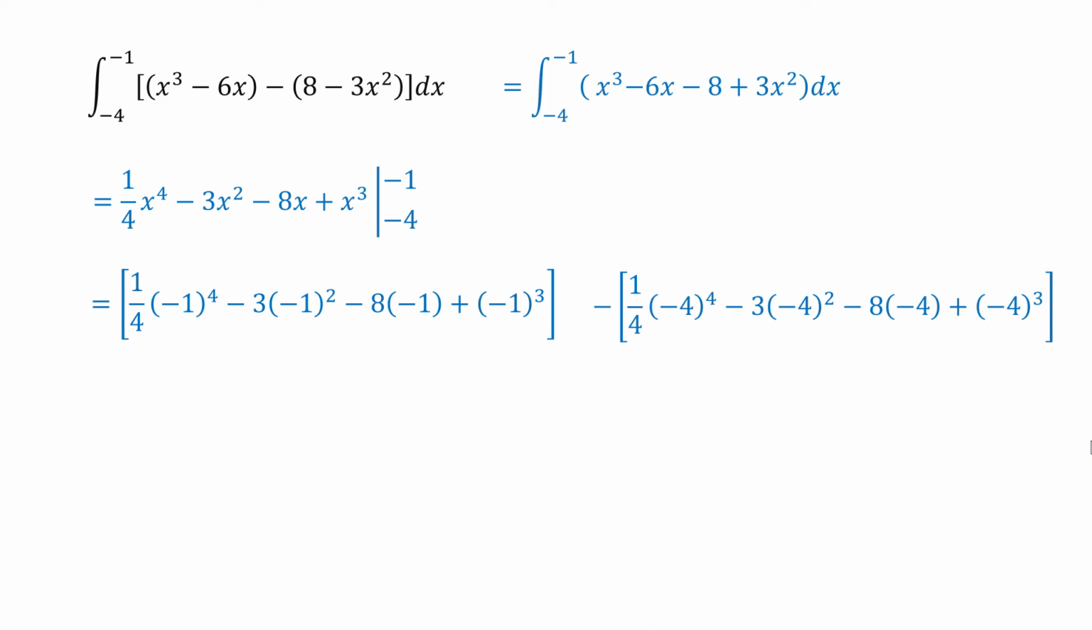Let's get our arithmetic done. For the first bracket, it simplifies to 17/4. And for the second bracket, we're going to have minus -16. Add those two numbers together, and the area for the first segment, the leftmost one, is 81/4.